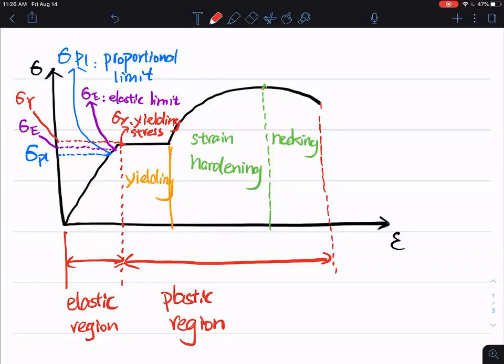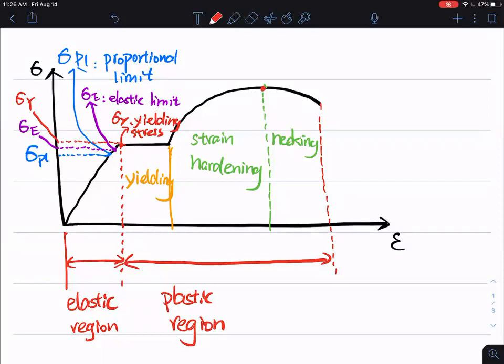Another important point is this maximum stress right there. It's called tensile strength or ultimate strength. Sometimes you will see sigma U, or sometimes you will see TS. This is for ultimate stress.